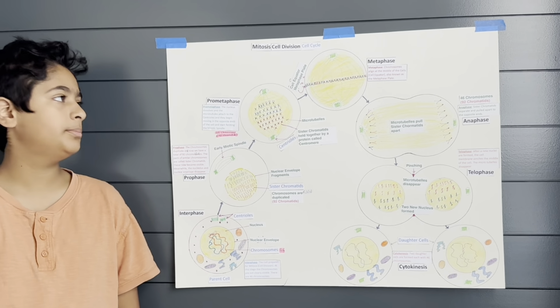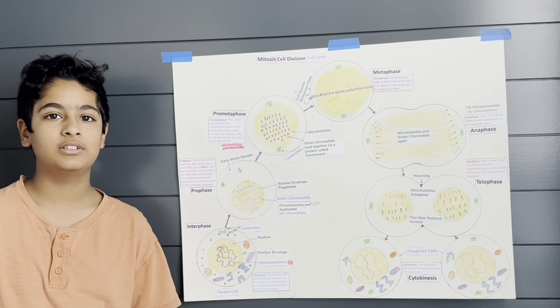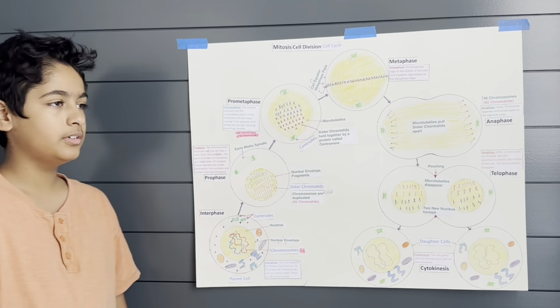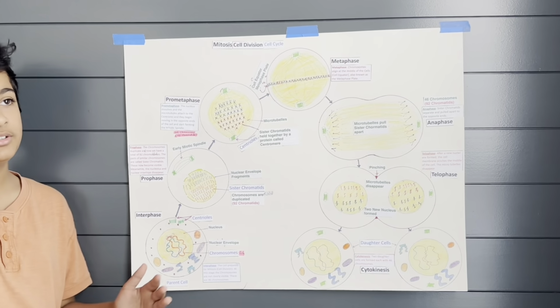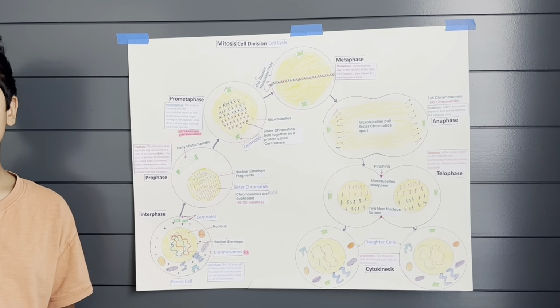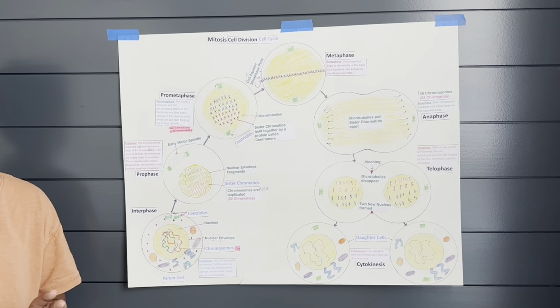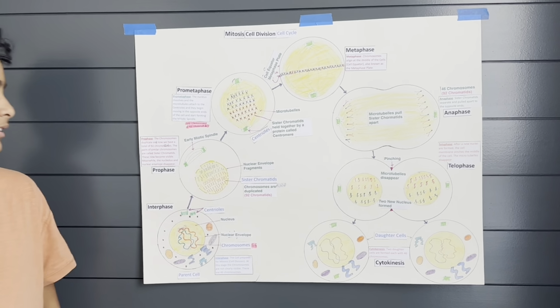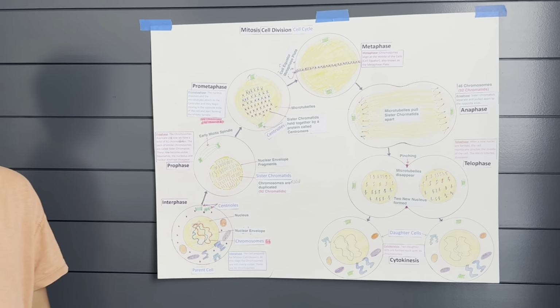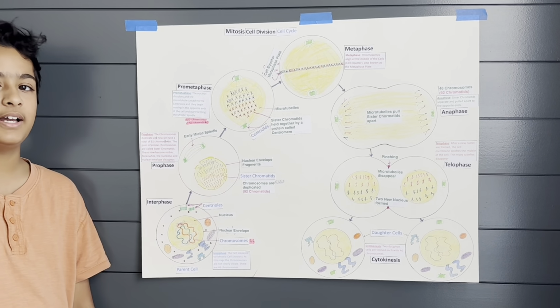Today's video, we're going to be talking about the mitosis process, or cell division. The mitosis process happens with the eukaryotic cell group, animals and plants. This happens only for complex organisms like plants, animals, and fungi, etc.